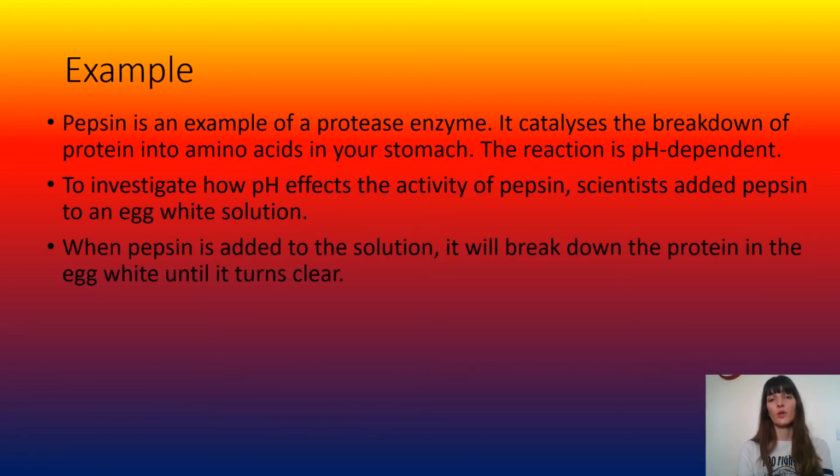Pepsin is an example of a protease enzyme. It catalyzes the breakdown of protein into amino acids in your stomach. The reaction is pH dependent because the normal pH of the human stomach is around about 1 or 2. To investigate how pH affects the activity of pepsin, scientists added pepsin to egg whites. And what they were waiting for was to see when the solution went clear, because that meant that protein was broken down.